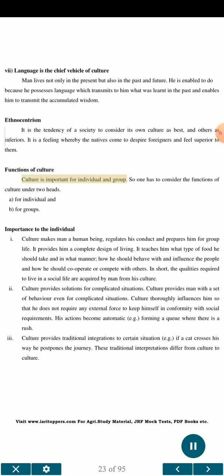Functions of culture. Culture is important for individual and group. So one has to consider the functions of culture under two heads: A. For individual and B. For groups. Importance to the individual: I. Culture makes man a human being, regulates his conduct and prepares him for group life. It provides him a complete design of living.